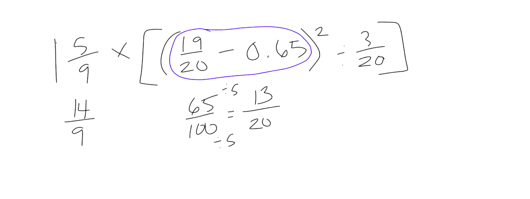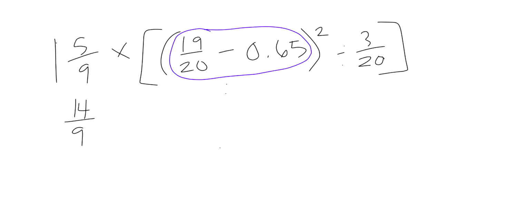And now I'm just going to erase this. So we have 19/20ths take away 13/20ths. So what's our answer to the parenthesis, to this blue circle? 6/20. Okay, can you reduce that? Three over 10. All right. 3/10. Let's put that in blue. So I show that that blue circle came out to 3/10.